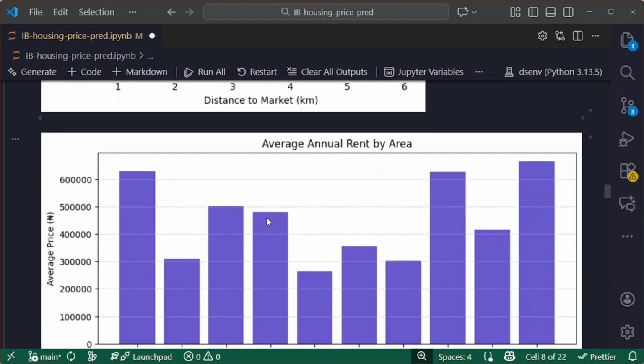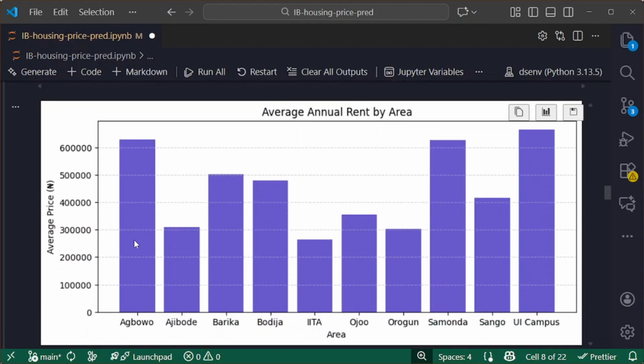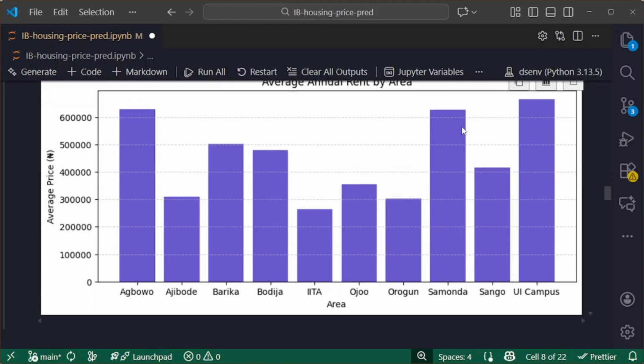And then we do an average annual rent by area, just to show you which area, on average, has the most rent. And we see that UI campus has the most amount of rent. Then Abuwo and Samanda, very, very close. Barika, Bodija, similar too. The least is IITA. This probably took into account the fact that it's quite far from the university environment and also other things.